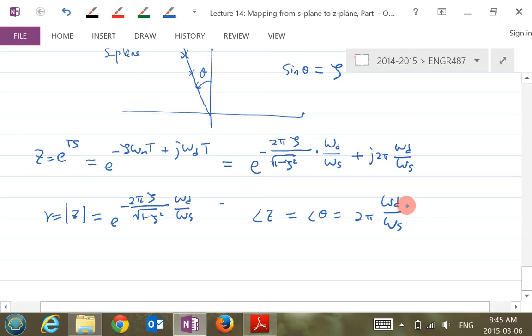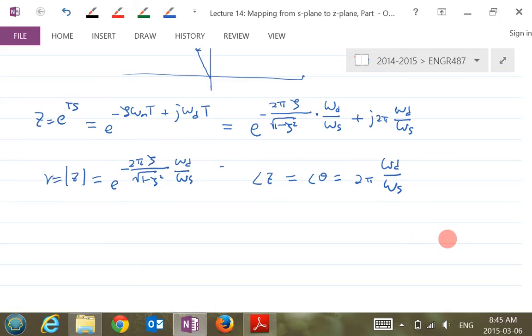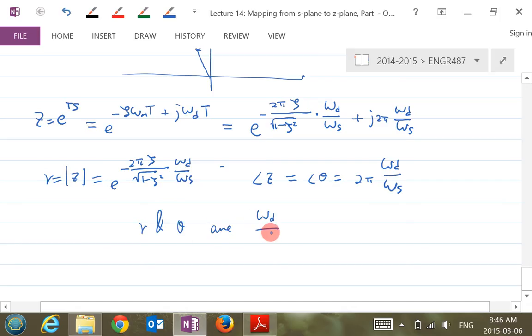So basically now I can see that if I map this constant damping ratio locus, after the mapping, the R and the theta will both be functions of omega d over omega s. Okay, so R and theta, they are functions of this.